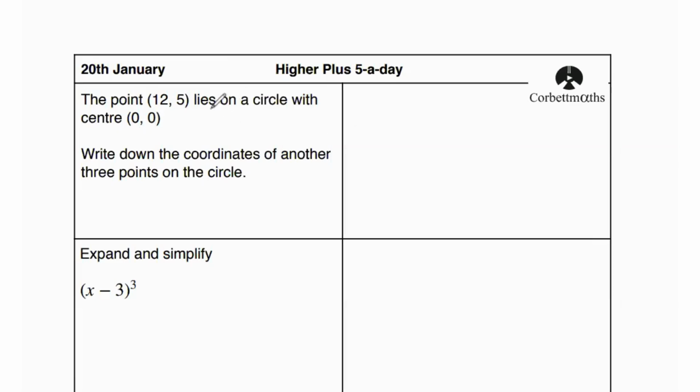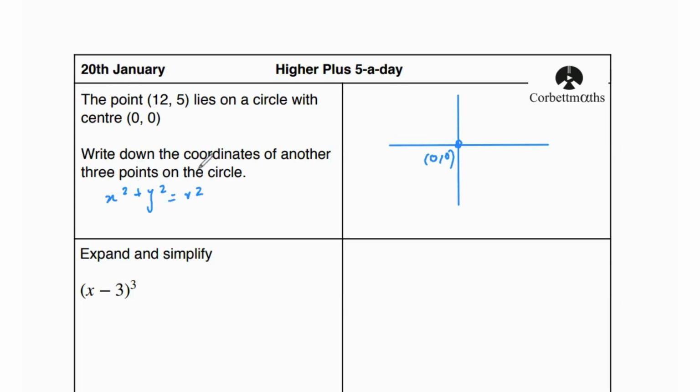First question says the point (12, 5) lies on a circle with center (0, 0). Write in the coordinates of another 3 points on the circle. So since the center is (0, 0), make a rough representation. This is our center over here, (0, 0). Now the equation for a circle is x squared plus y squared equals r squared.